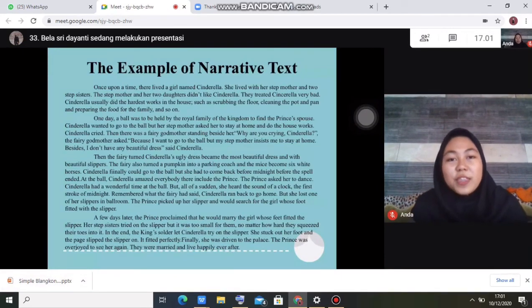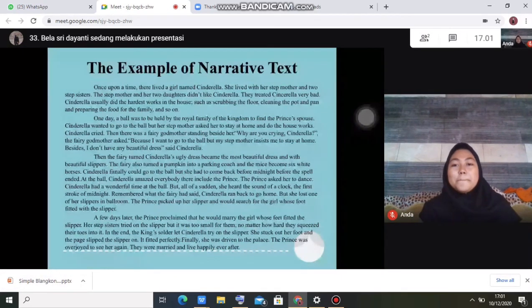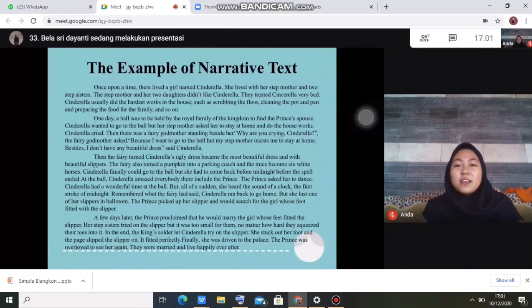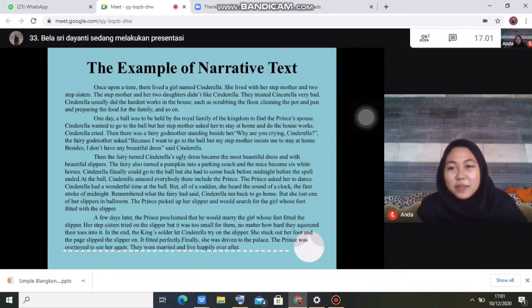Here is the example of narrative text. Can you read the first paragraph? Yes, miss. Okay, please.